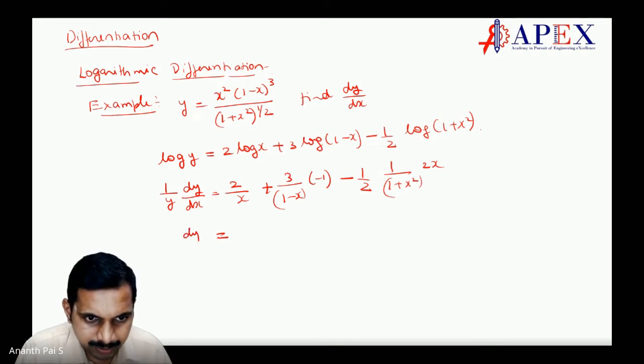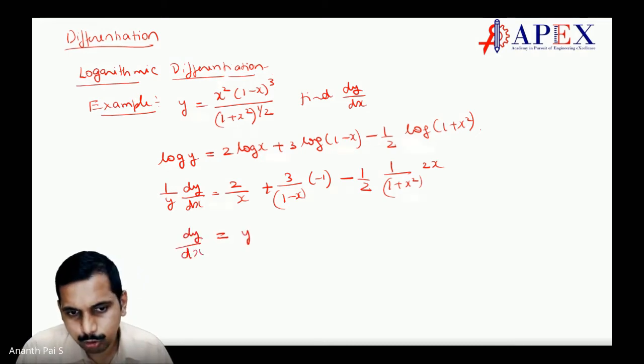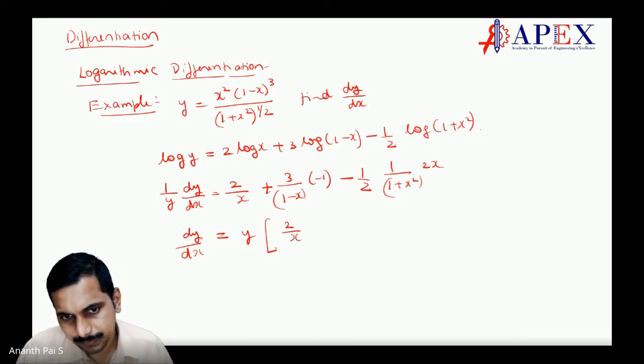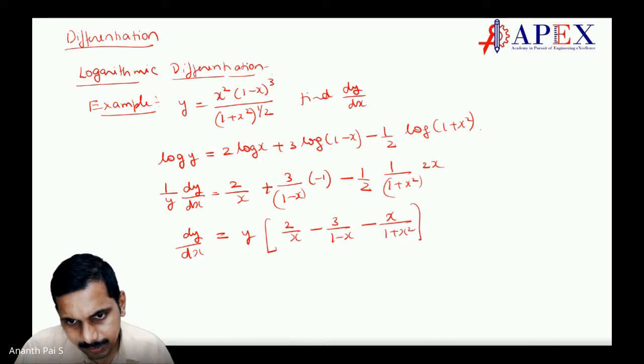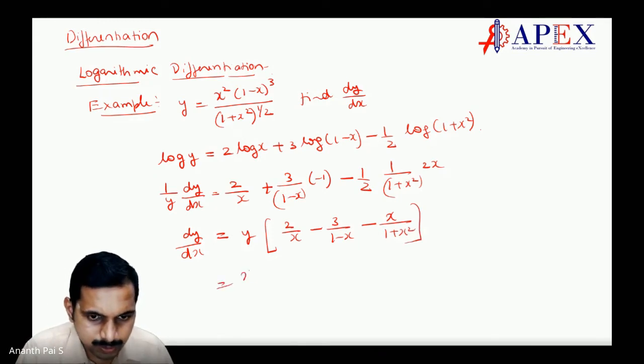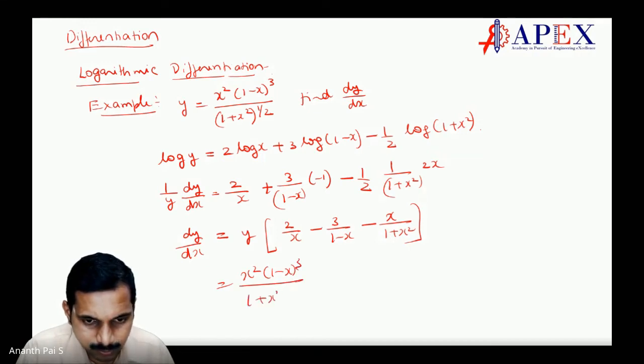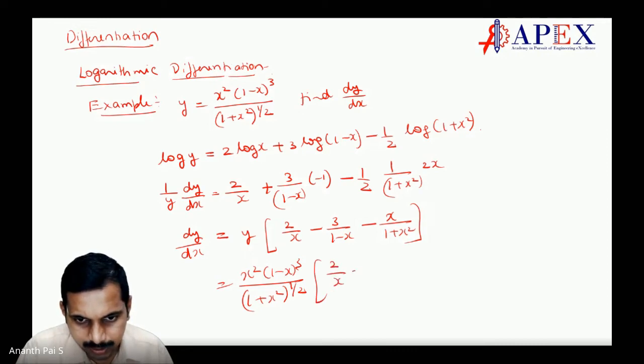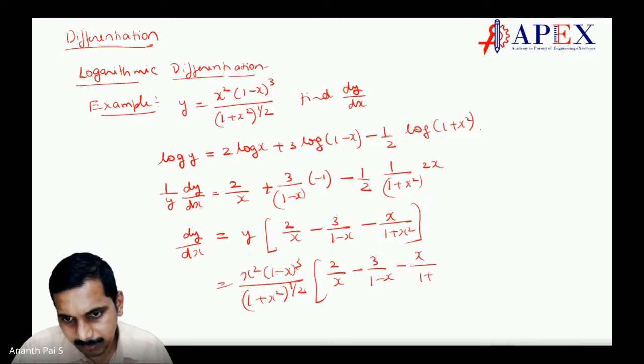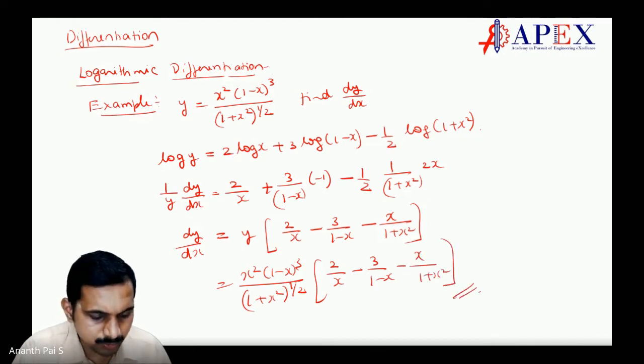So dy by dx is equal to y into [2 by x minus 3 divided by (1 minus x) minus x divided by (1 plus x square)]. Correct. So what is y? y is x square into (1 minus x) cube divided by (1 plus x square) raised to half, into [2 by x minus 3 by (1 minus x) minus x by (1 plus x square)]. Simple and straight. This is how you find the answer.